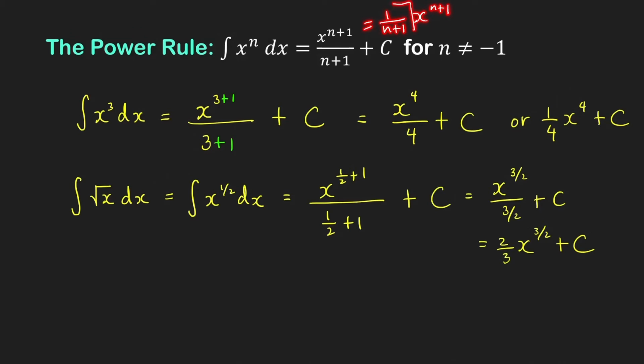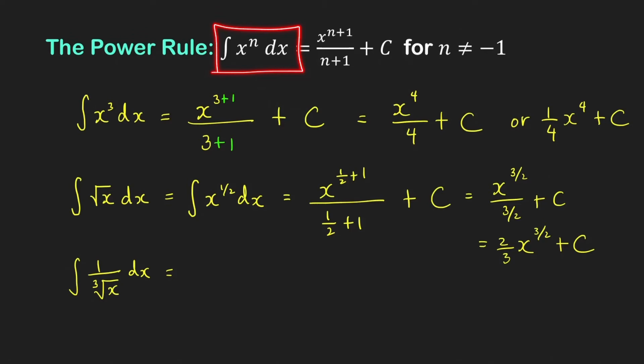So that is 1 over n plus 1. One more problem. So let's evaluate the integral of 1 over cube root of x dx. Again, we have to write it in this form in order to use this power rule. So the integrand should be in this form, x raised to something.